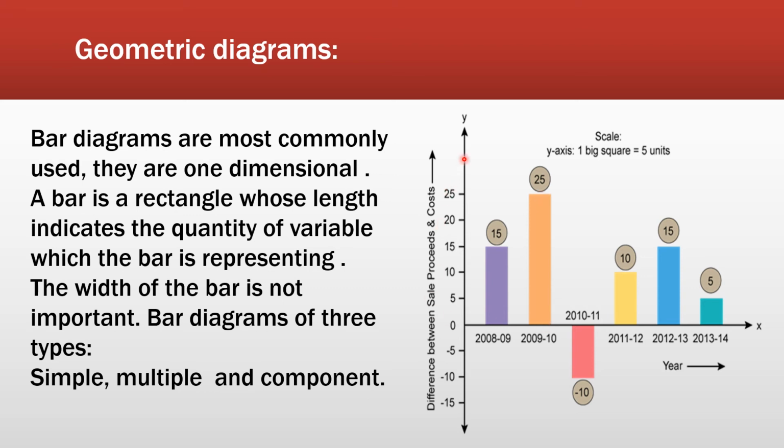As you can see here, on the y-axis the difference between sale proceeds and costs is represented, and on the x-axis we have represented the years of study. So the length of the bar indicates the value of the variable. You see how interesting the data looks. Not only that, with one glance we can make out a whole lot of things about what we are studying. We can compare the data of one year with another year, or even further down in recent years. It makes comparison easy and interpretation easy. So let's see how we're going to use them.